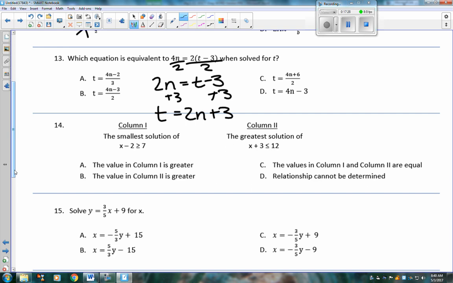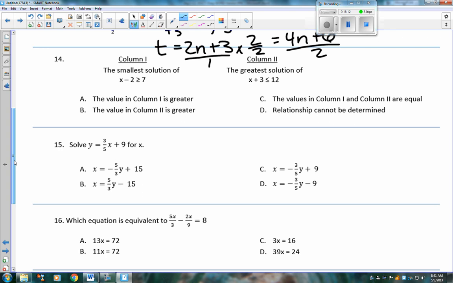Okay, this one, guys, do we see our answer in the choices? No, but I can manipulate it. The answer is going to be C, because what happens if I multiply both sides by 2 over 2? What's 2 over 2? 1. If I multiply anything by 1, what do I get? The same answer. So, if I multiply top and bottom by 2, I get 4n plus 6 divided by 2. So the answer is C.